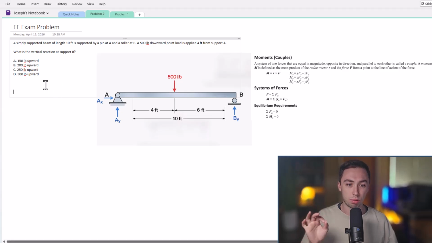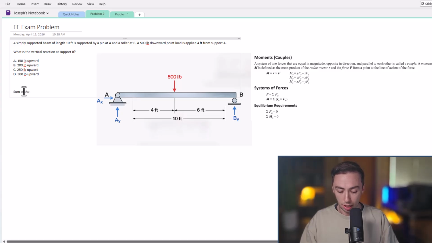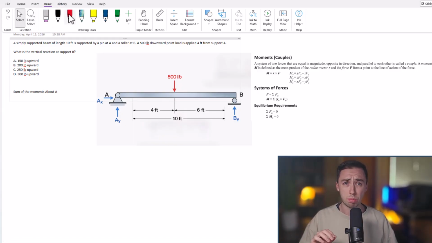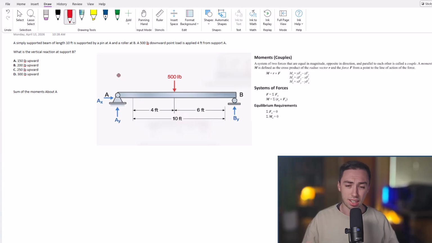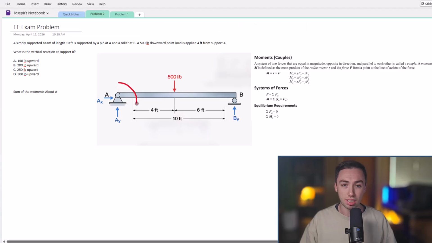Since we're trying to solve for B sub Y, we're going to take the moment about the other side. So we're going to take sum of the moments about A. And we want to determine direction. It doesn't actually matter which direction you pick as long as you keep the signage consistent. But we're going to assume that because of this 500-pound load, we're just going to sum it this way. We're going to assume that clockwise is our positive direction here.